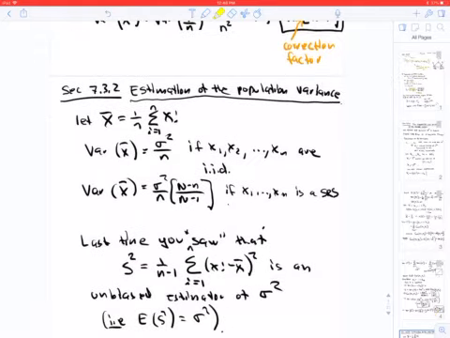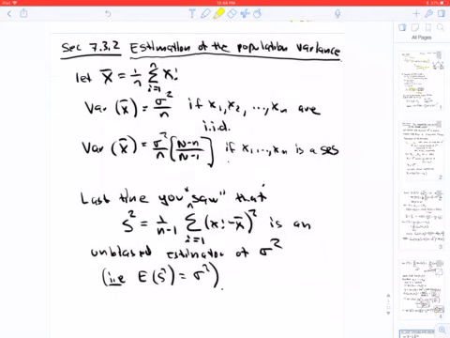We then turned to section 7.3.2, estimation of the population variance. And I just noted to you that if your Xi are IID, then the variance of the sample mean is sigma squared over n. If, on the other hand, they're just SRS, then you're going to have this correction factor.